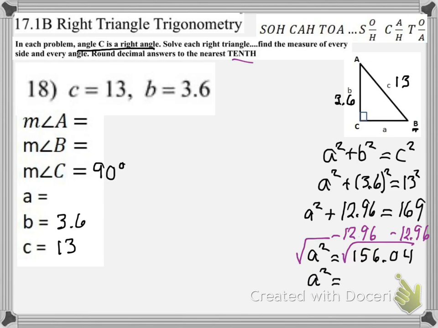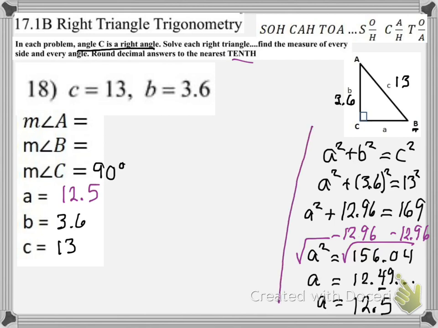a equals, the calculator is telling me 12.49 something. I keep forgetting to get rid of that a squared. I'm looking for nearest tenth, which means I want one place past the decimal. In this case, if the 4 is followed by 5 or anything larger than 5, the 4 is pushed up to a 5. So I have side a, 12.5. There's the missing side.